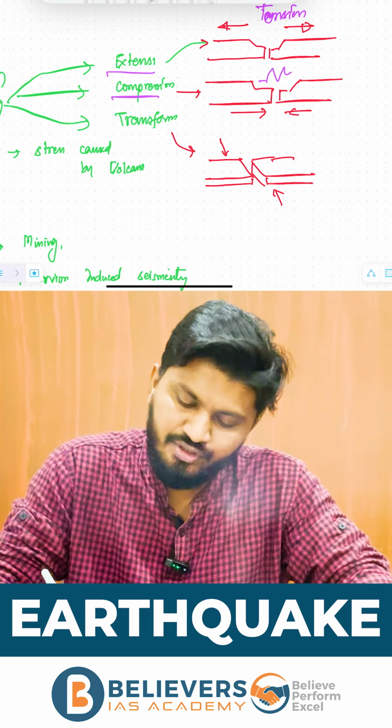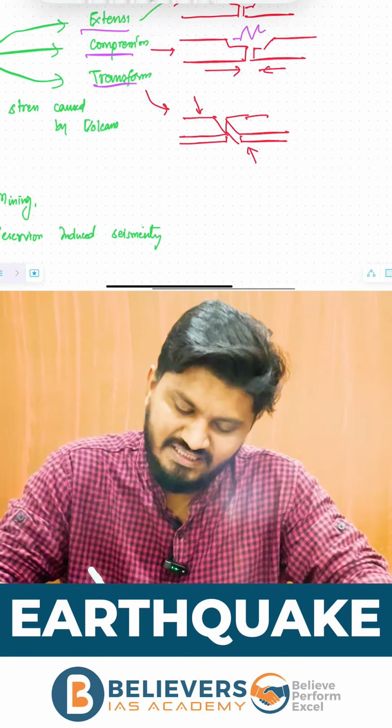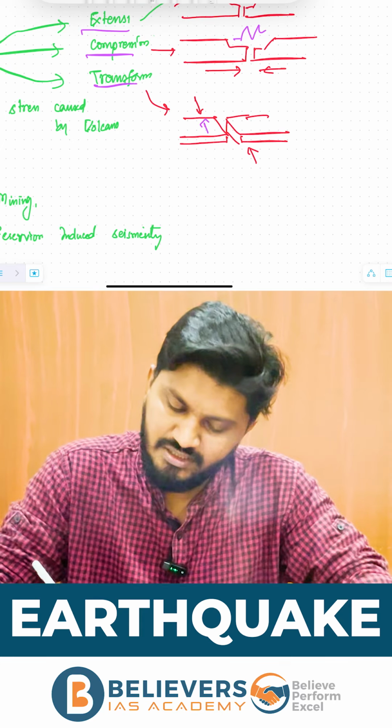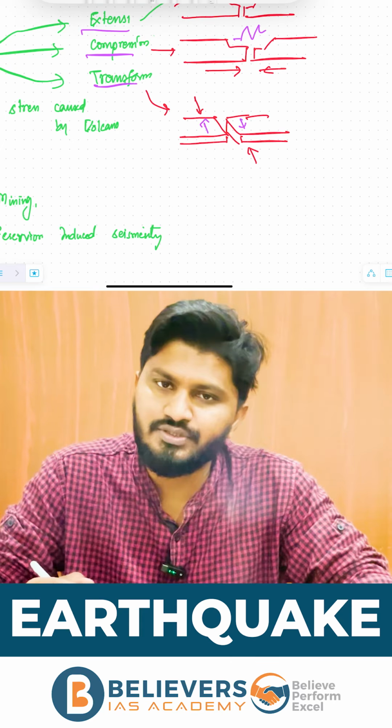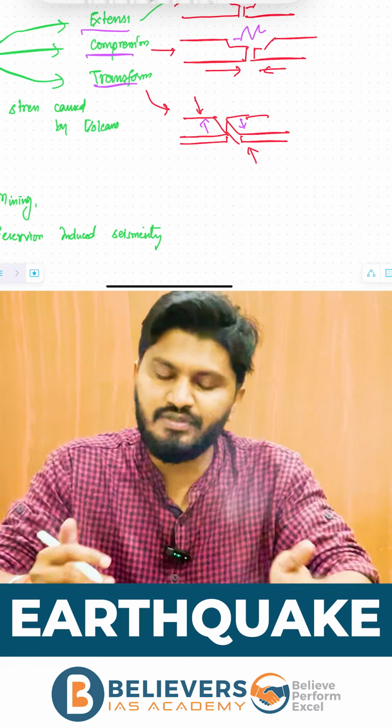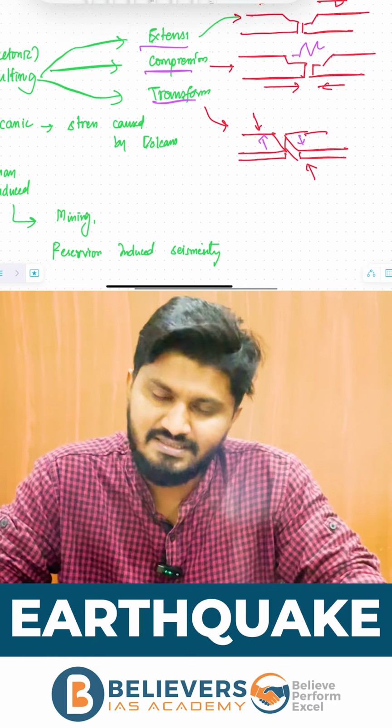This also leads to fold mountains such as Himalayas. That is another thing. And there is transform motion, when there is no direct impact, but they will be moving along adjacent to each other. When they are moving adjacent to each other, it will result in energy release as well. These things result in earthquakes.